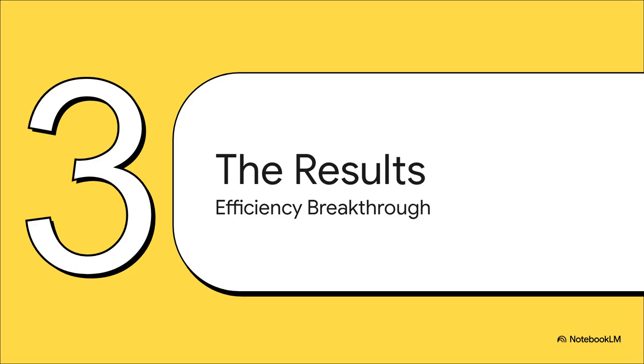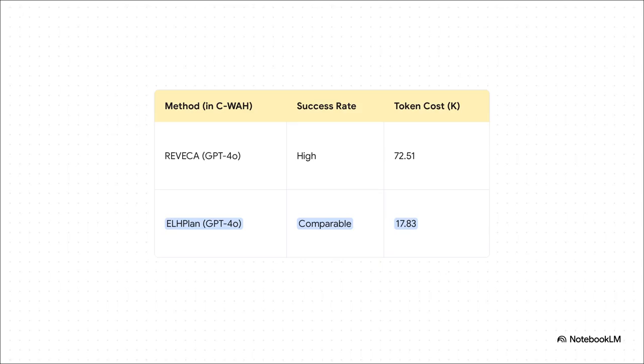Okay, so the idea sounds great, right? But does it actually work? Well, the results are where this gets really, really impressive. Let's look at the numbers. So they put it head-to-head with another top-tier method called RVECA. And look, the success rates are pretty much the same. Both systems get the job done really well. But check out the token cost. That's the computational price tag. RVECA burned through more than 72,000 tokens. ELHPlan, not even 18,000. It's a huge difference.